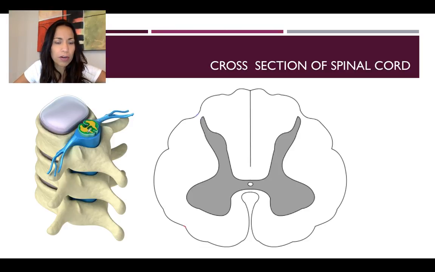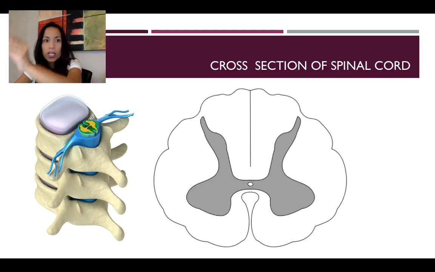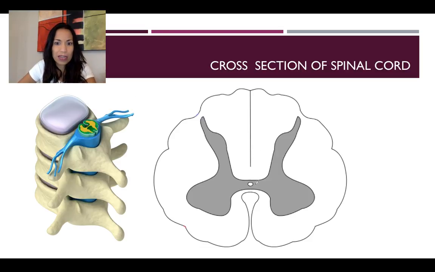It looks like a butterfly. So I'm going to take it and I'm going to put it there. Okay, this is what we're seeing. This is just zooming into this section view, this cross section of the spinal cord.